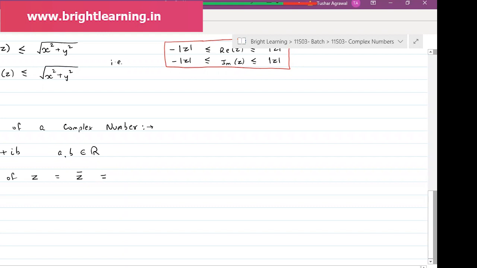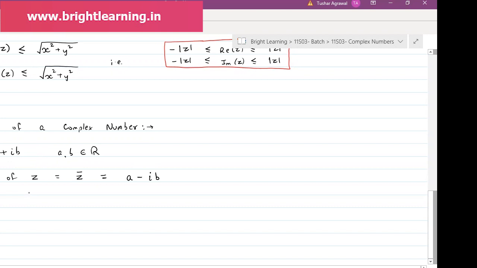And how do we write z bar? Take the real part as it is, and for the imaginary part, which is b, I will take the opposite number. Now which opposite number, multiplicative or additive? The opposite with respect to addition, that is the additive inverse. So instead of b, my imaginary part will now be minus b. Got it?